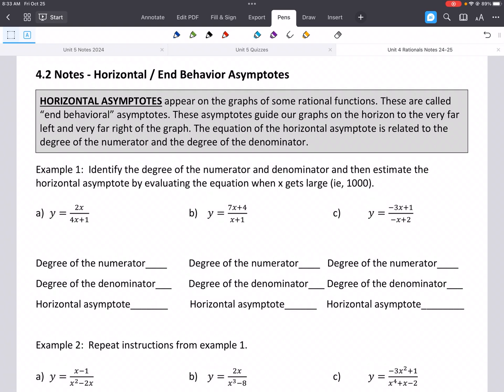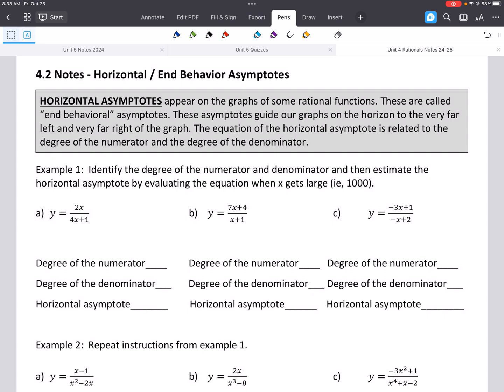All right, everybody, this is 4.2. Today we're going to be adding horizontal asymptotes to our repertoire. Last time we talked about vertical asymptotes and x and y intercepts and domain and excluded values, or values of discontinuity. So today we're going to be adding horizontal asymptotes.